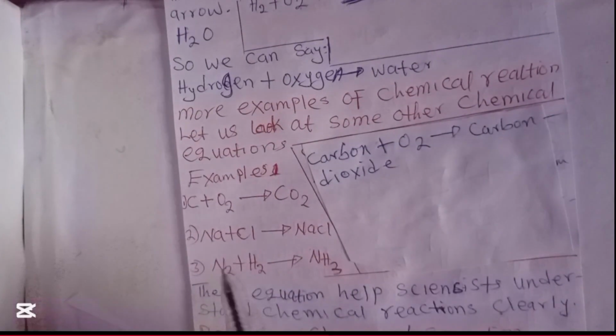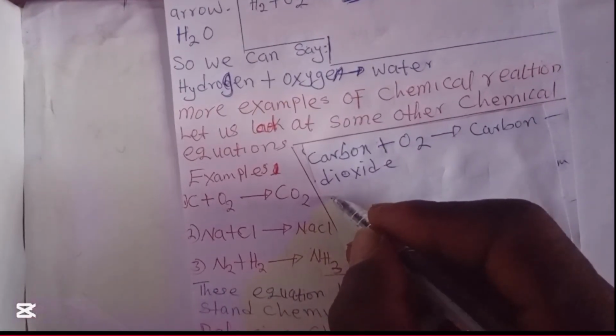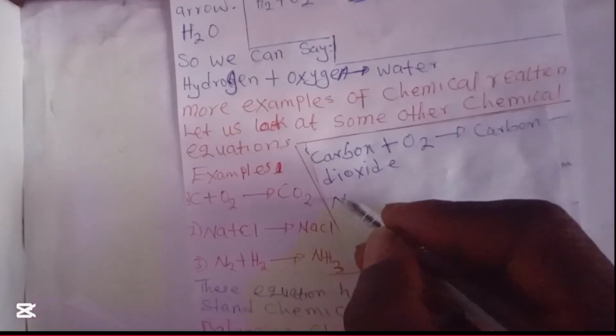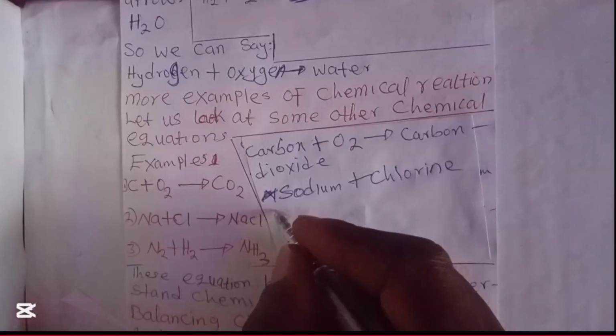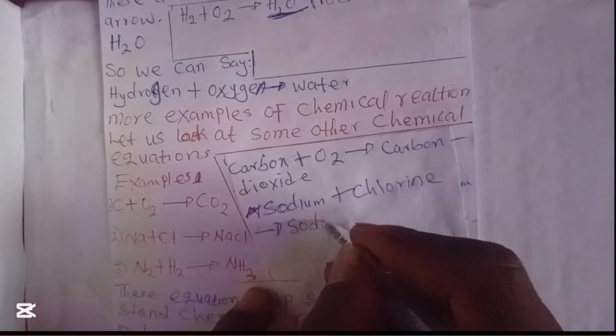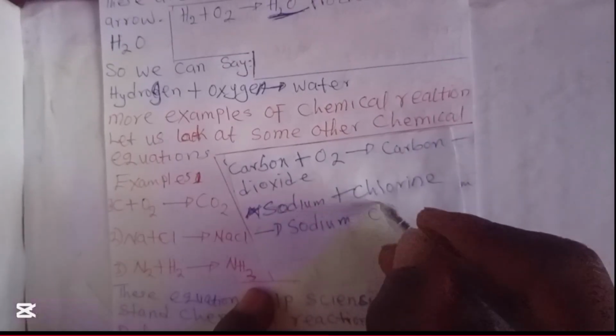Two, we have Na plus Cl giving us NaCl. That means sodium, Na is sodium, plus chlorine, it gives us sodium chloride.